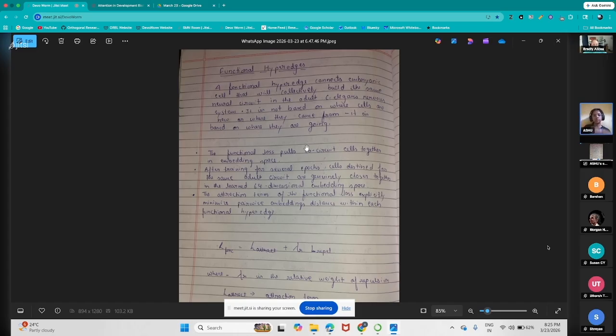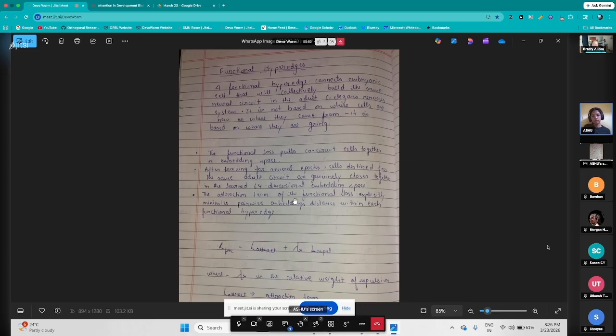So it connects the cells that actually form the adult C. elegans. In this, the functional loss pulls co-circuit cells together in embedding space. After training for several epochs, cells destined for the same adult circuits are closer together in the 64-dimensional embedding space. So the cells that are actually close in the adult C. elegans are put together in a 64-dimensional embedding space.